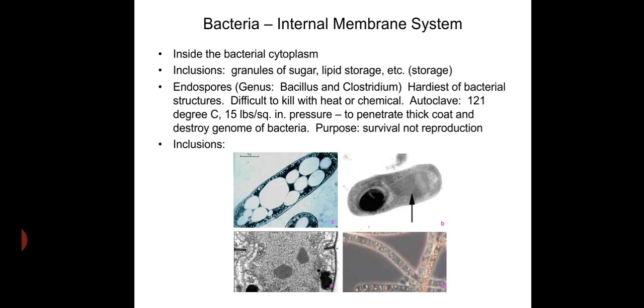And inside the bacterial cytoplasm, some other structures are present. These are known as inclusions or granules of sugar, lipid storage areas. Inclusion bodies are present in some bacterial species, and these act as storage areas. And also endospores. Examples are Bacillus and Clostridium species. Inside the bacterial cell, endospores are present.